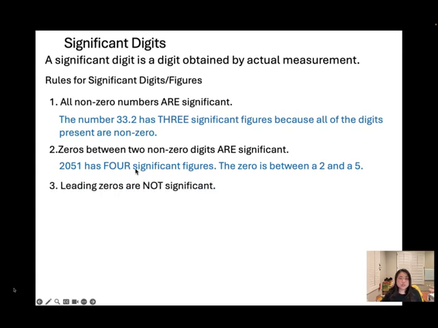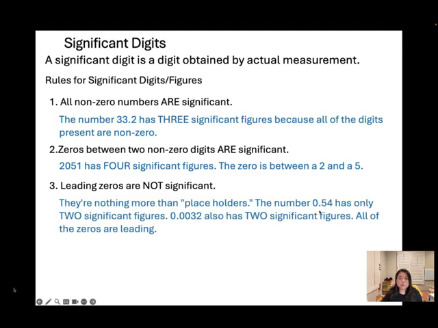Number 3, leading zeros are not significant. So if we have 0.54, since the zero is in front of these numbers, we can only say this has two significant digits. And if we have 0.0032, since all these zeros are leading zeros, same idea, we only have two significant digits.